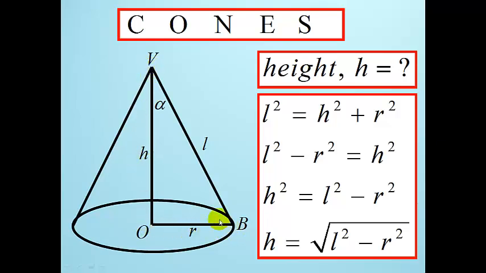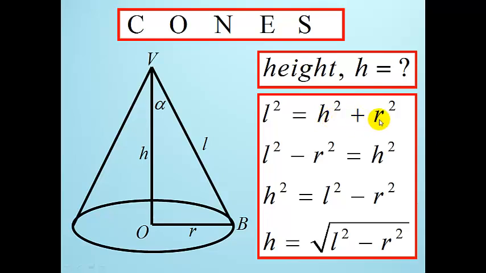So from the Pythagoras theorem, VB square, that is L square, is equal to VO square, that is H square, plus OB square, that is R square. So the slant height square, that is the hypotenuse square, is equal to the adjacent square, that is adjacent to the angle alpha, plus the square of the base radius. So if L square equals H square plus R square, take note that we are solving for the height of the cone. So we make H the subject.